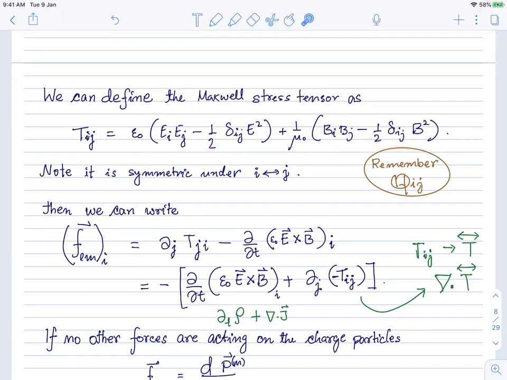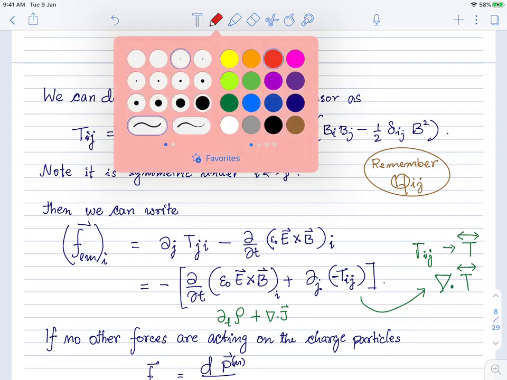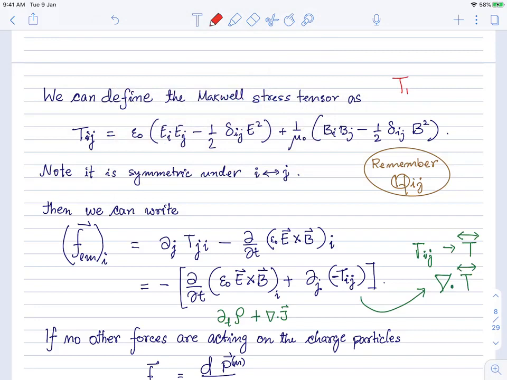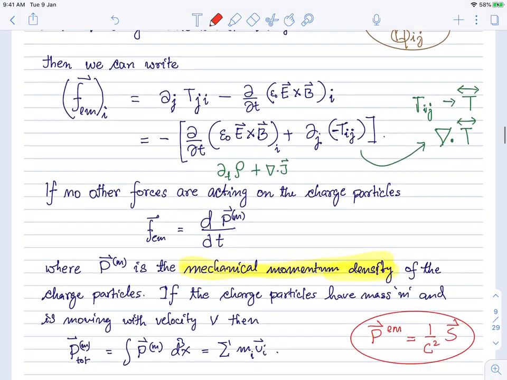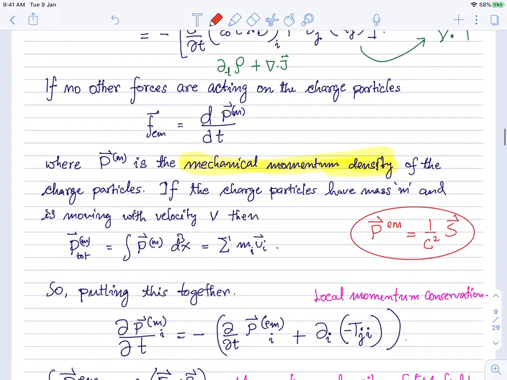Okay, and the one thing to remember, and this is very interesting and important, it's so important that I should write it down: T_ij is symmetric in its indices. T_ij equal to T_ji, as you can see from this expression clearly. This is going to be very important, the fact that the Maxwell stress tensor is symmetric in its indices. Okay, all right, very good.